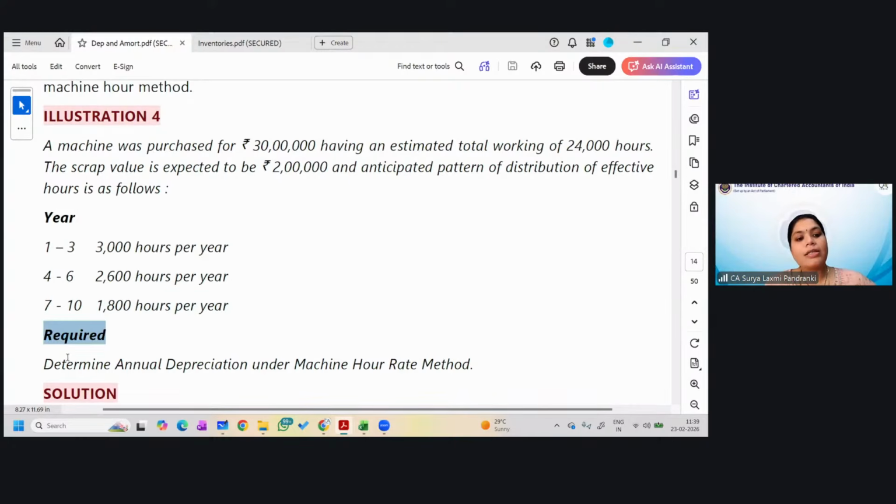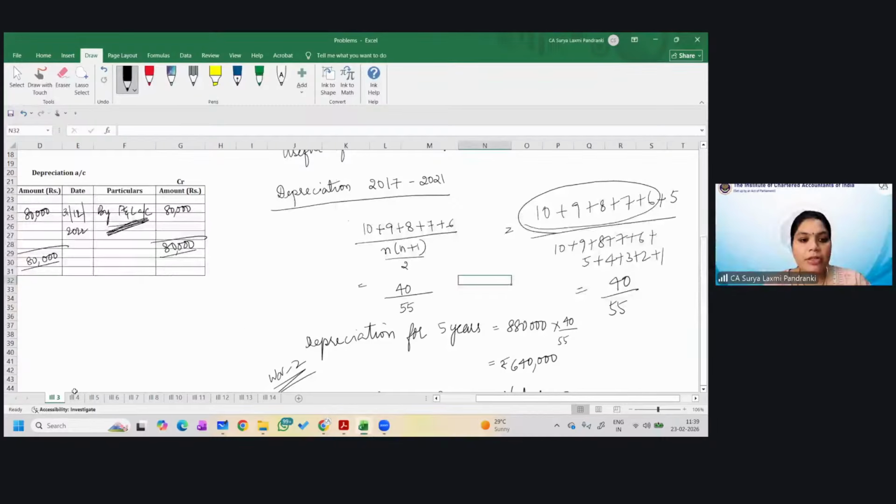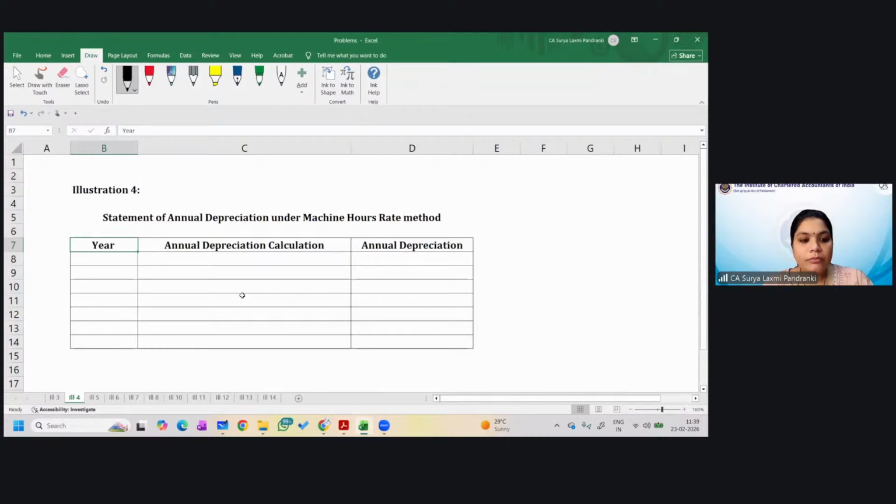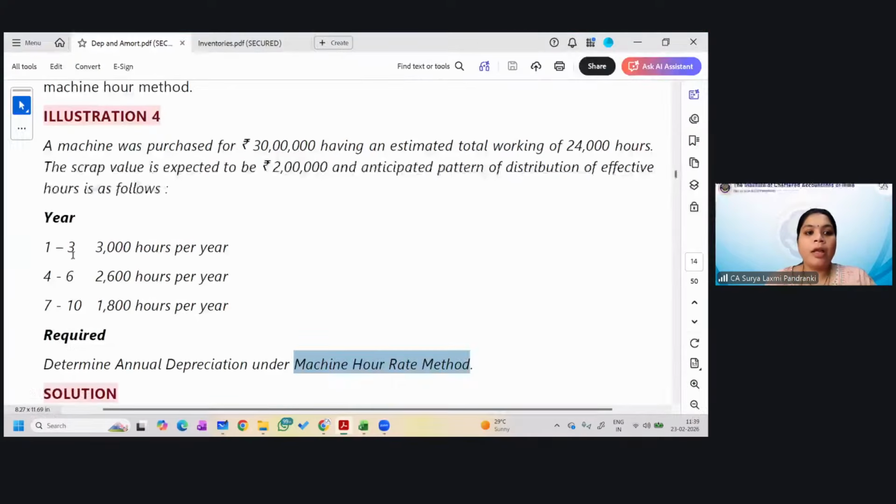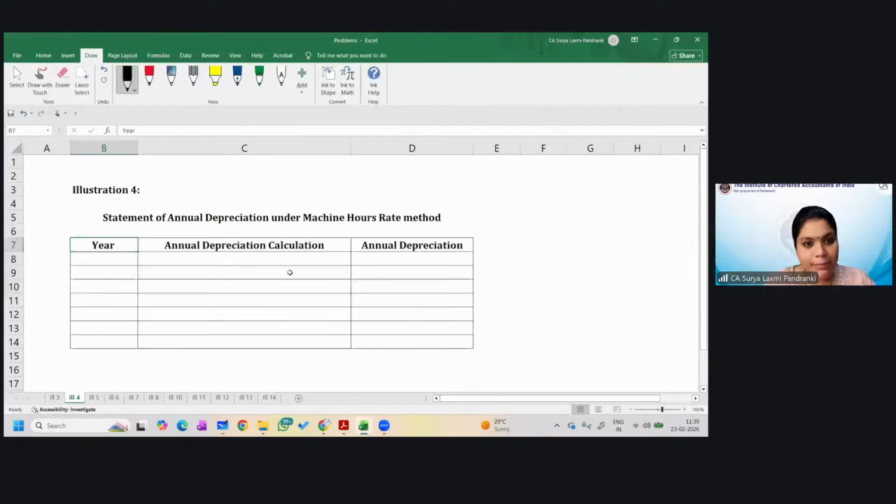Now what is required? They're asking you to calculate the annual depreciation under the machine hour rate method. As per this machine hour rate method, what will be the depreciation? This is what they're asking, right? So illustration 4. Now, year-wise, they're asking you to calculate the annual depreciation. I have given the table here. So this is the statement of annual depreciation under which method? Machine hour rates method, right?